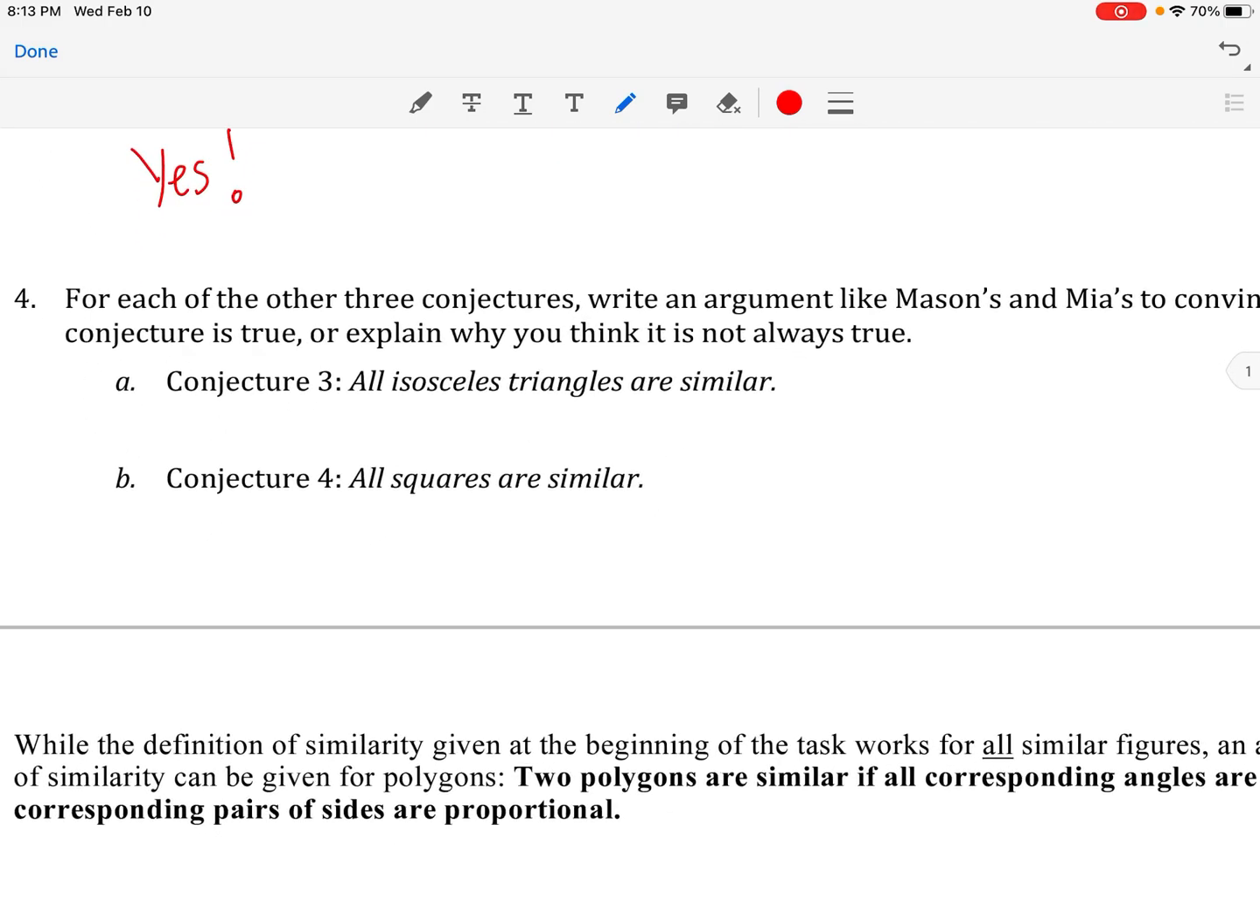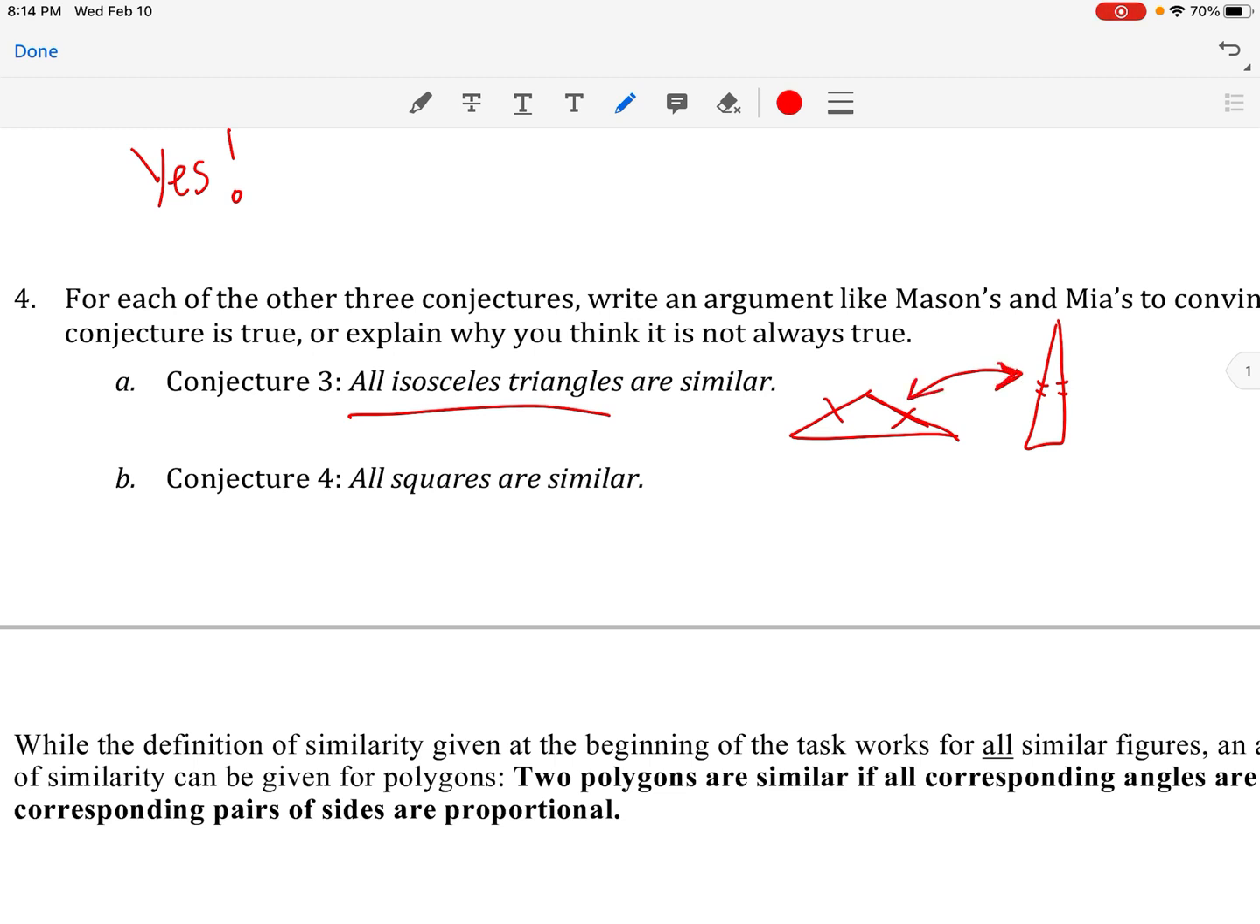Okay, so number 4, let's talk about isosceles triangles. Isosceles triangles can look similar, but they can also be very different. Isosceles just means we need 2 sides that are the same. So let's say we have these 2 sides that are the same of this triangle right here. But we can also have a super tall skinny triangle where these 2 sides are the same. So obviously I can't stretch these 2 out to look like each other.